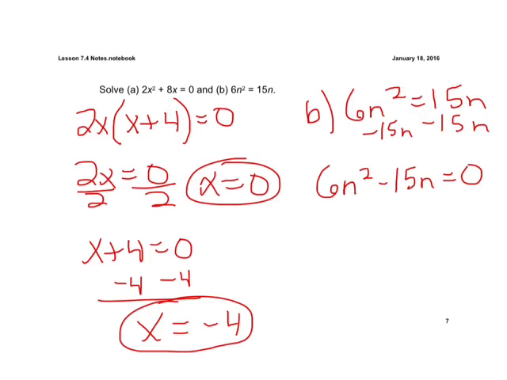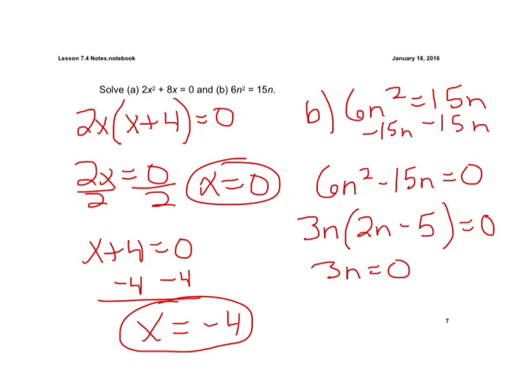Okay, we need to look for a greatest common factor. We see that 6 doesn't go into 15, so we can't use that, but we do know that 3 goes into both. And also, we can take an n out of both terms there. So if we factor out a 3n, we're left with a 2n to get back to our 6n squared minus 5. And those are both equal to 0. Set them both equal and solve, and we'll be done.